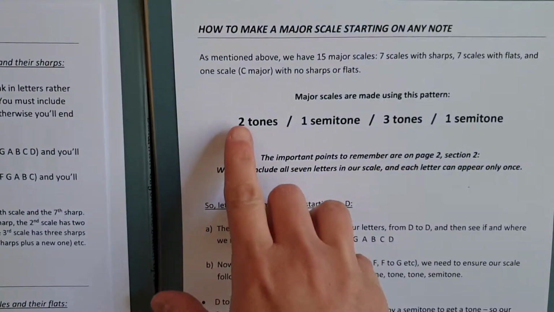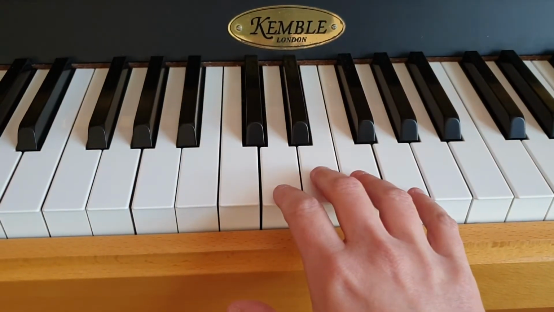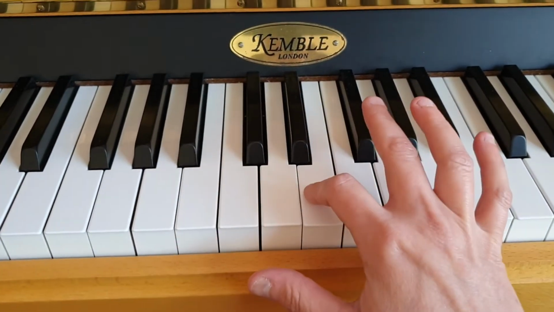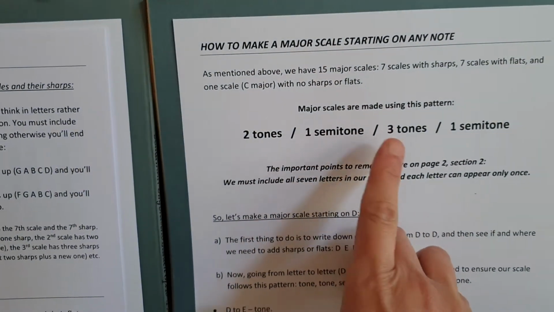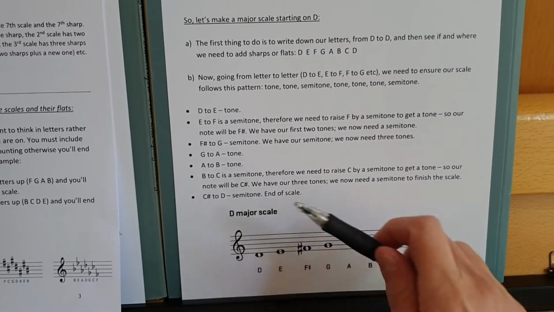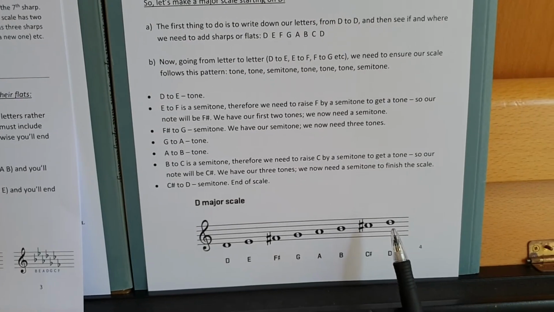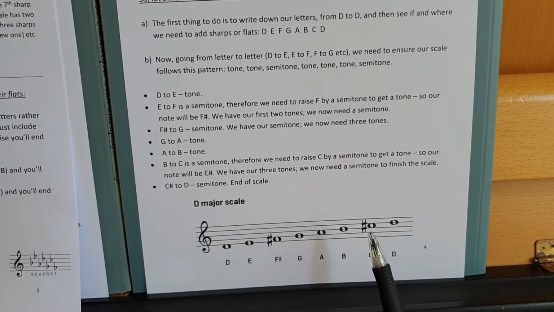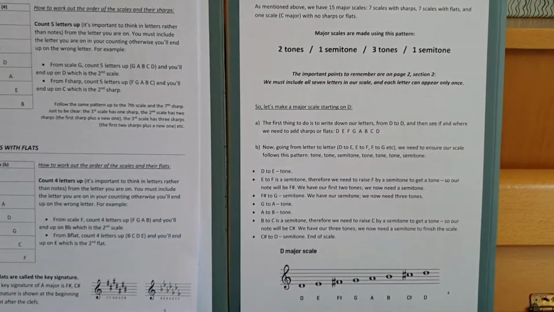Because remember, we need two tones first. Here is our first tone, D to E, and E to F sharp is our second tone. Then we need to have a semitone, then three tones, then one semitone. And this is how you make any major scale. Here is your major scale of D with your sharps, how they're written, and it's made by following this pattern. I hope it all makes sense.